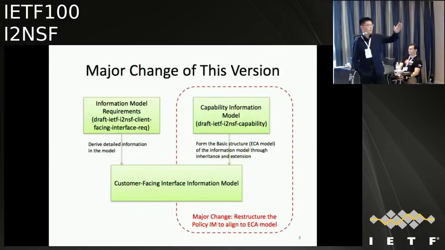Okay. From this picture, you can see that we got a requirement, and what is the information we need from the requirement draft, and then in this version we reorganize the structure of the customer-facing interfaces model to follow the ECA model and the capability algebra. So I think that's more consistent now. Okay, that's the main change of this document version.